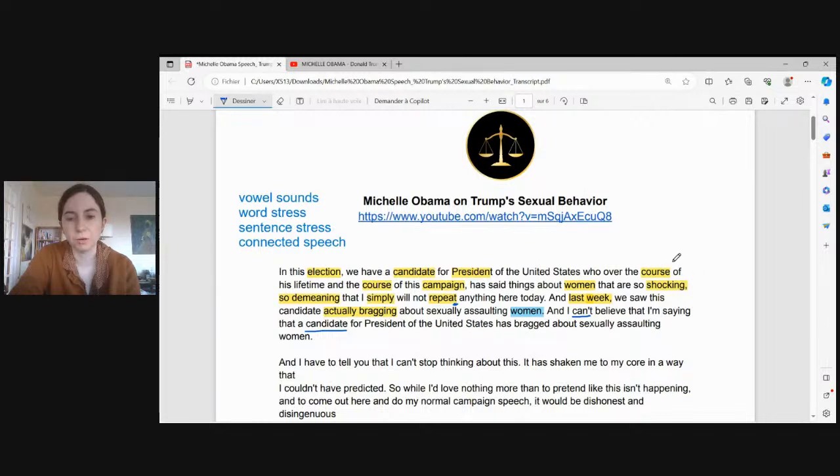And that's exactly what is important when you choose, I suppose, as you speak, you do it naturally. But when you choose the words that you want to stress in the sentence, it can give it a different meaning. And she is really emphasizing the election, the candidate, the president, the campaign, the women. So it's not surprising the words that she stresses.